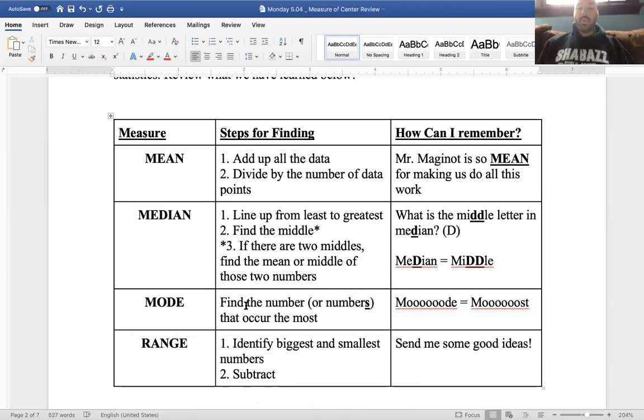Mode, find the number or numbers, remember there can be more than one answer or no answer at all, that occur the most. And what I always say in the classroom is mode is most, because you want to know the number that happens the most.